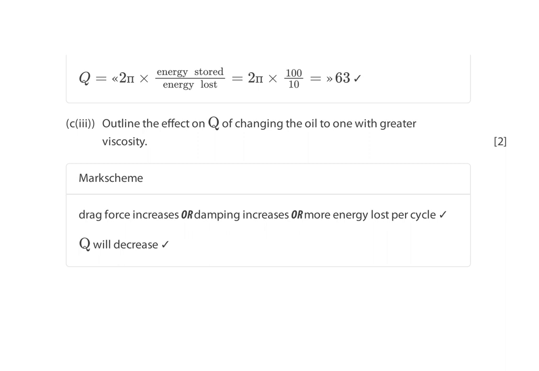C3, outline the effect on Q of changing the oil to one with greater viscosity. And viscosity we know. If it's more viscous, it is a thicker fluid. And just think about it. If you think about an oscillating spring going through a thick fluid, say like honey or something like that, you can imagine it's not going to be oscillating for long. The fluid is going to slow down the oscillations.